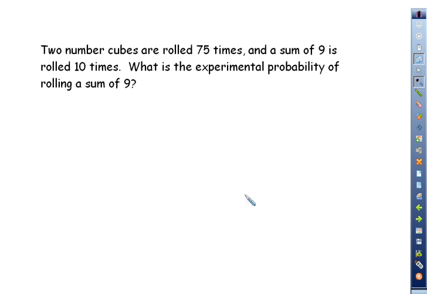Okay, so let's take a look at this particular problem. It says 2 number cubes are rolled 75 times, and a sum of 9 is rolled 10 times. What is the experimental probability of rolling a 9? I'm going to let you go ahead and hit pause and get an answer, and then we'll compare.